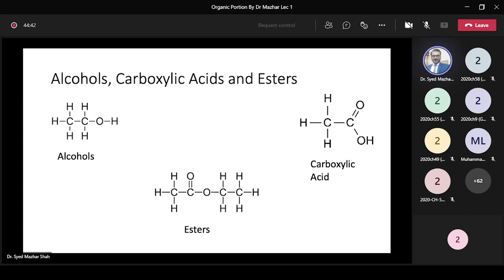So in addition to that, London dispersion forces, or we can have dipole-dipole forces, and in carboxylic acid and alcohol's case, we can also have hydrogen bonding present in between them. So the forces of attraction between these molecules, that are called intermolecular forces of attraction, would be stronger than alkenes and alkynes, and that would also affect their general properties.